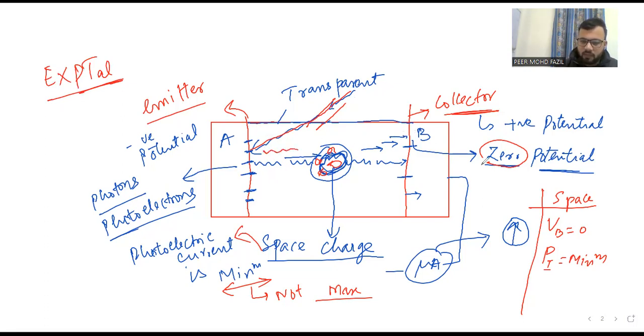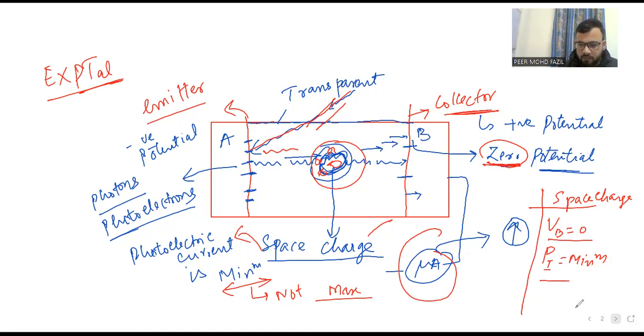After reaching the collector plate, which is connected to a microammeter, it confirms whether there is photoelectric current or not. Then if I make this collector plate at 0 potential, what will happen? The electrons will get stuck in between A and B. That is what we call a space charge. At space charge, as I told you, the potential at B will be 0 and the photoelectric current will be minimum.